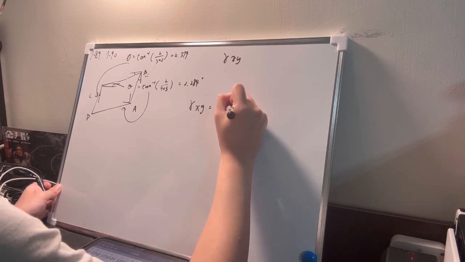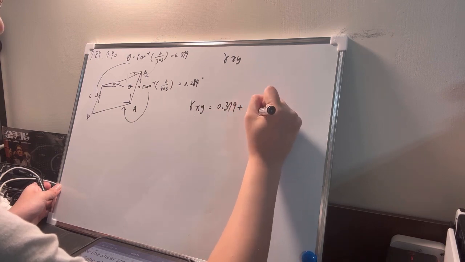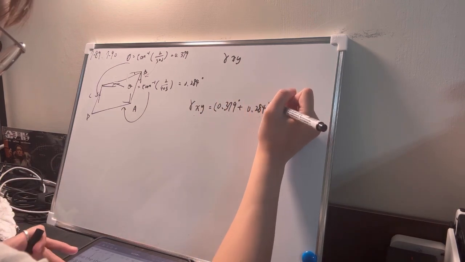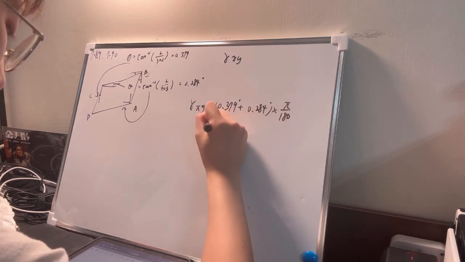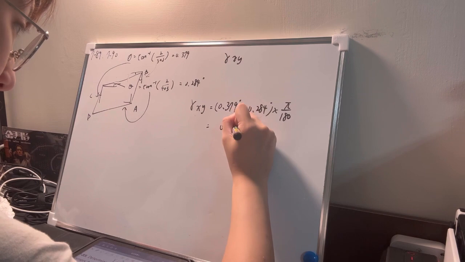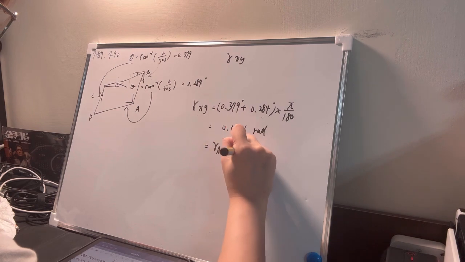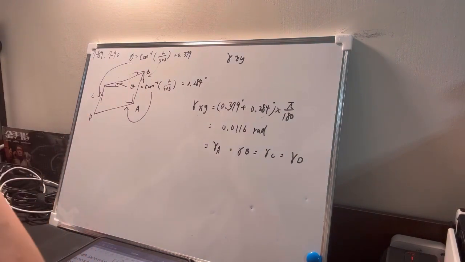So basically we can know gamma xy is also equal to 0.79 plus any times, because we need the RAD here, so it's equal to 0.0116 RAD, and it's also equal to gamma A, gamma B, gamma C, and gamma D, because the angle of ABCD changed the same, so the gamma here is all the same.